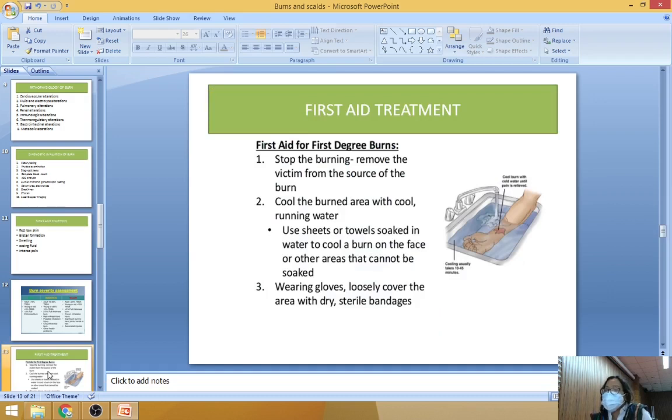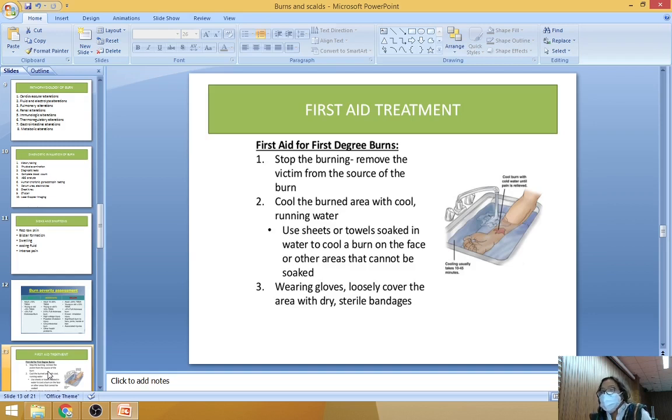Next is first aid treatment. We have discussed so far the burn definition, then the signs and symptoms, depth of burn, extent of burn, then how to assess severity of burn, then classification of burn. Now, what are the first aid treatments? What do we have to do? First aid for first degree burn: stop the burning. Remove the victim from the source of the burn.